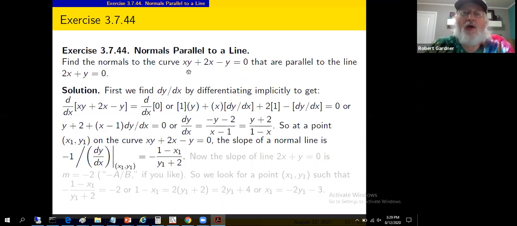But, unlike the previous ones, maybe you could solve for y in terms of x in this one, and you could skirt around the use of implicit differentiation. Let's do it implicitly anyhow. It's not bad to do the implicit differentiation, because this one's relatively uncomplicated. So we'll differentiate xy plus 2x minus y, and we'll differentiate 0. Differentiate implicitly both sides of the equation.